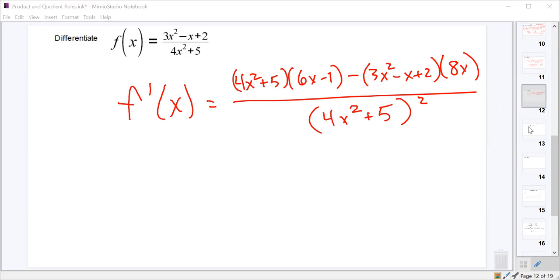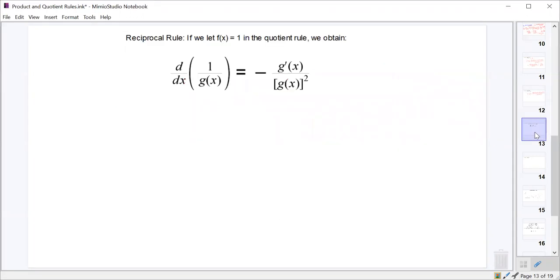All right, we're going to do one more real quick rule. It's not going to require nearly as much work to prove it. And then we're going to apply it once, and then that will be it for the day. So our last rule is called the reciprocal rule.